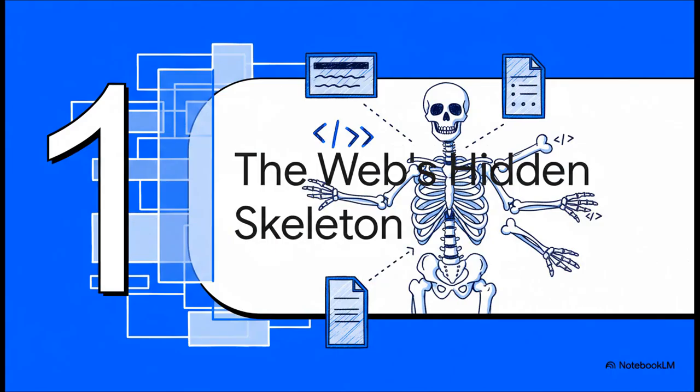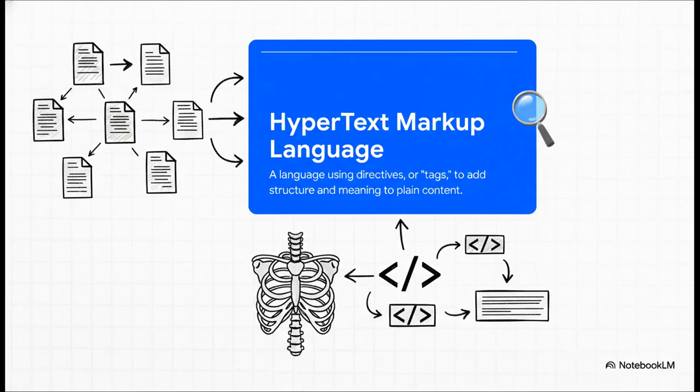Okay, so if the web is just a bunch of documents, what gives them their shape? I mean, what tells your browser, hey, this text here is a big headline, and this stuff over here, that's a list? Well, that's where we get to meet the web's hidden skeleton. And that skeleton is HTML. It stands for HyperText Markup Language. Now, hypertext, that's the part that gives us links, the very thing that makes the web a web. But the really powerful idea, the thing we're going to focus on, is markup language.